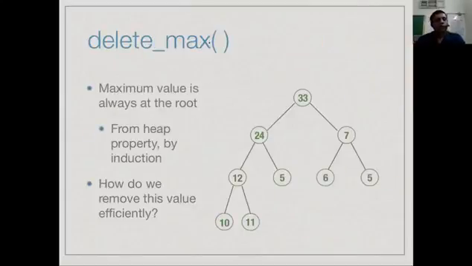Okay, so the other operation that we need to implement for a priority queue is to delete the maximum. So the first question is, where is the maximum in a heap? The claim is that the maximum is always at the root.